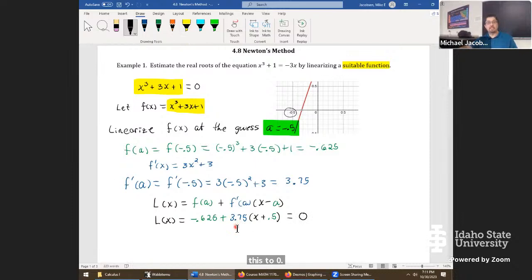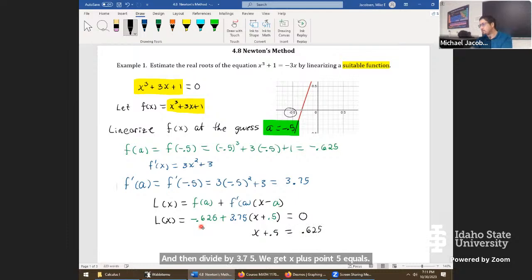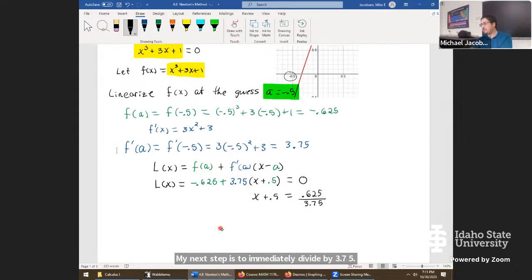So now that's a pretty nice equation. I'll leave the 3.75 here. Let's just add 0.625 to both sides and then divide by 3.75. We get x plus 0.5 equals, first add 0.625, here it is. My next step is to immediately divide by 3.75. We can subtract the 0.5 on the next step. So now next step, x equals 0.625.